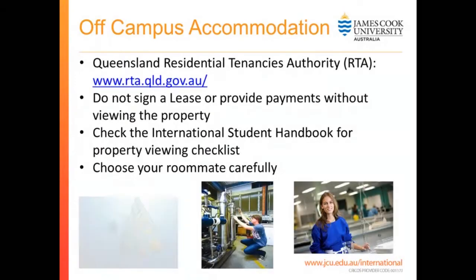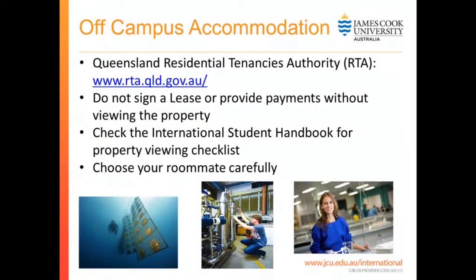Before deciding on your accommodation, we recommend that you check out the Residential Tenancy Authority website, which has all of the information that you need about your rights and responsibilities as a renter in Queensland. There is more information about searching for permanent accommodation in the JCU handbook, including checklists for inspecting properties and choosing roommates. That's a great place for you to start if you're unsure about how you can go about finding off-campus accommodation. Tom, have there been any questions about finding off-campus accommodation or transport from the airport?